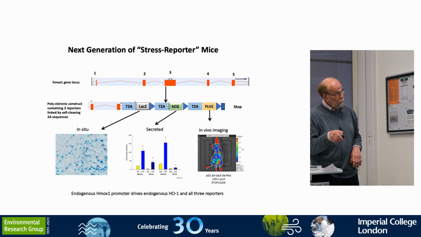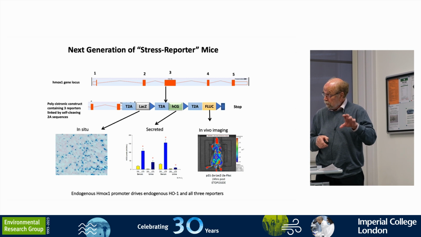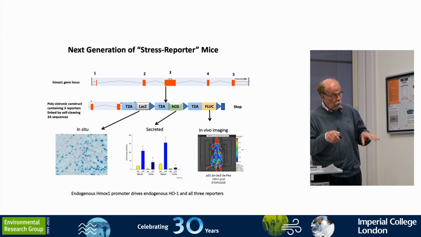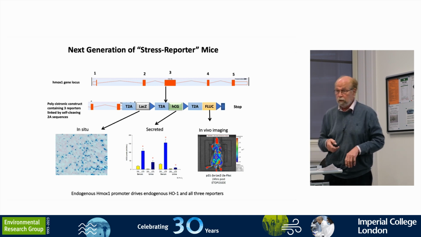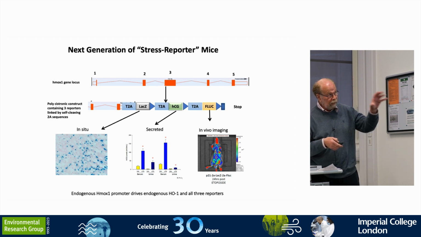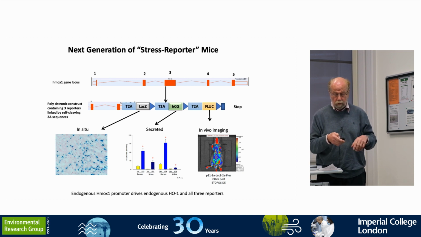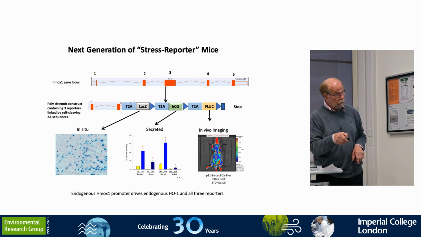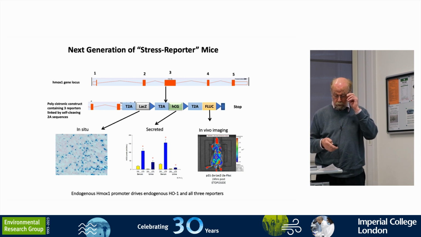And we've also put in a fluorescent marker so that you can put these mice under a camera, and without killing them at all, you can see when a stress response is activated and how that changes or is attenuated over time. So for any clinical or intervention study, all you have to do is either measure a serum biomarker or put the animals in a scanner.